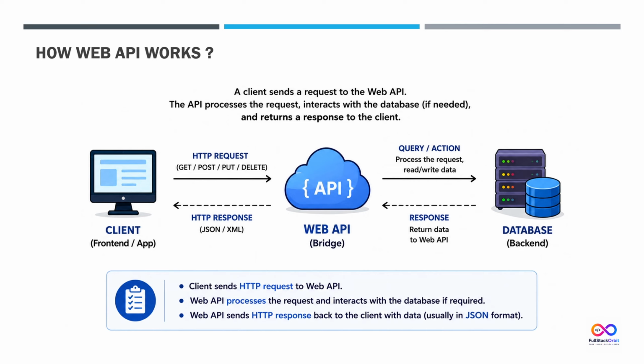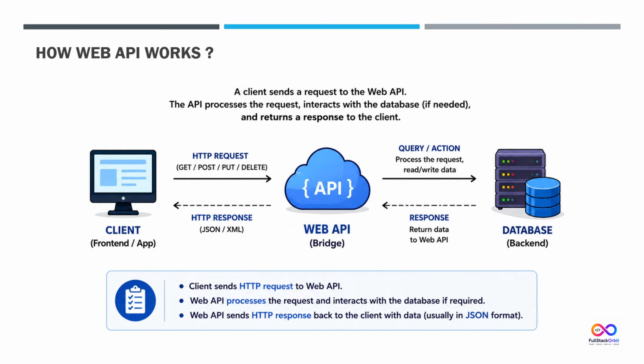Let's understand the complete flow step by step using this diagram. On the left side, we have the client application. This can be a web application, mobile application, Angular or React frontend, or even another system. Whenever the client needs data, it sends an HTTP request to the Web API. These requests are usually sent using HTTP methods like GET for fetching data, POST for inserting data, PUT for updating data, DELETE for removing data.